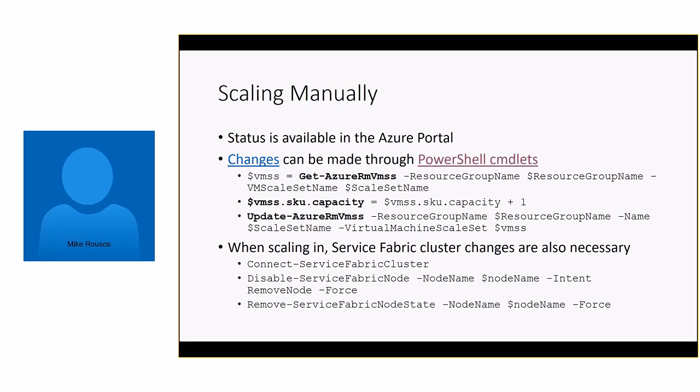And then after you've changed the size of the scale set, you'll probably want to call remove Service Fabric node state. Without that, Service Fabric will still know about the node, and so when you're looking in your manager or something, you'll see this node that's down. And so it's helpful to do that just for cleanliness.